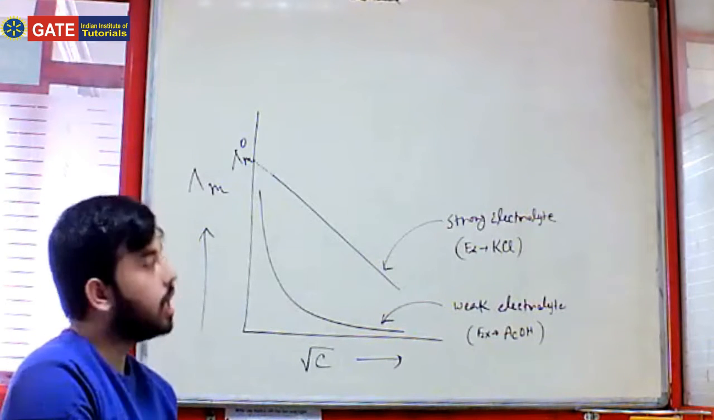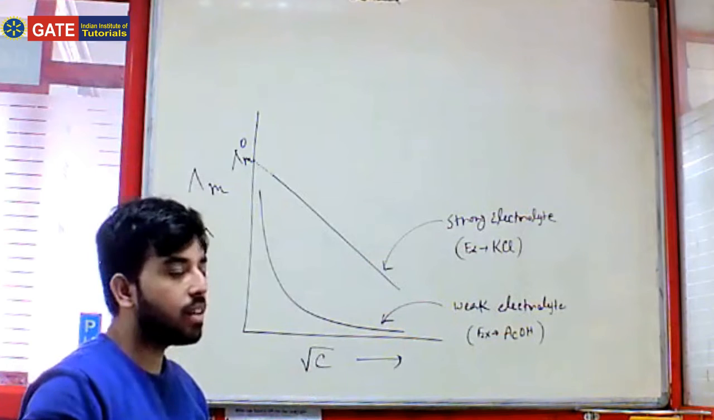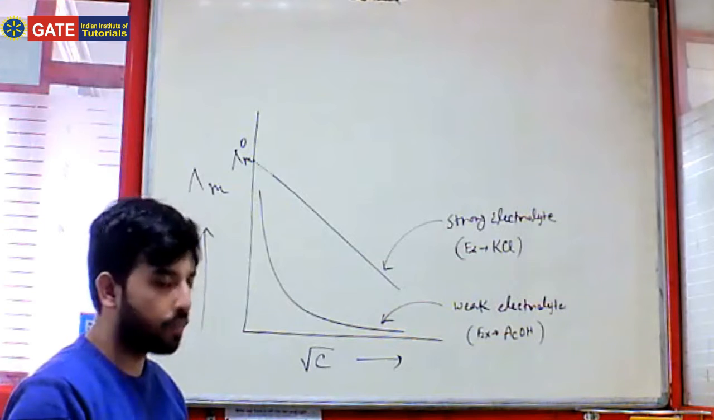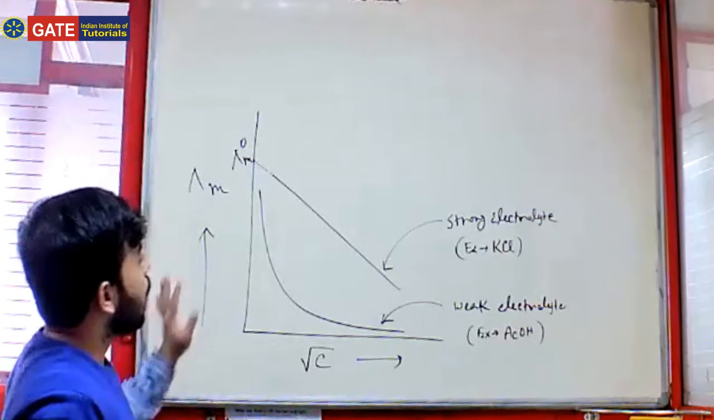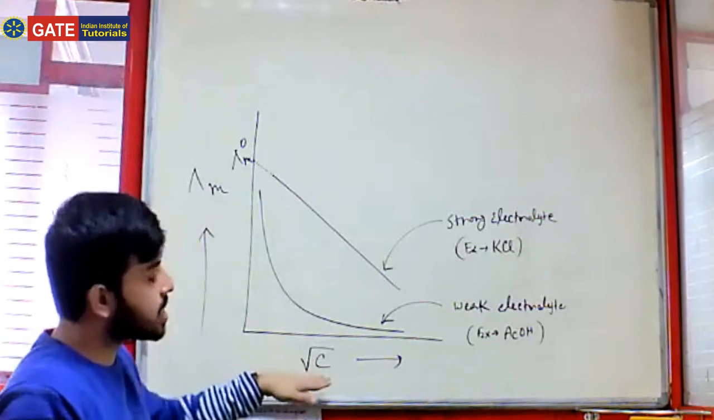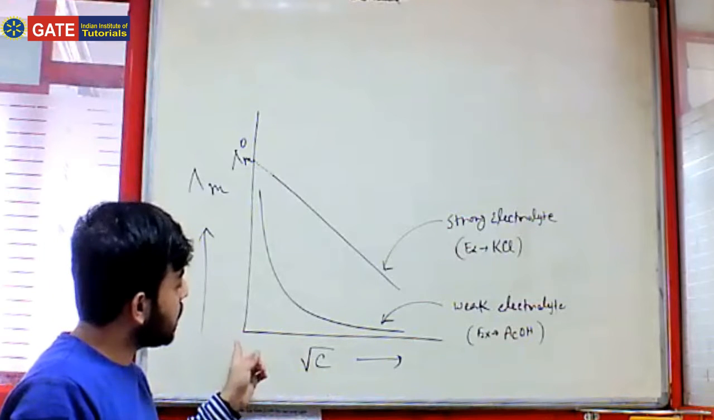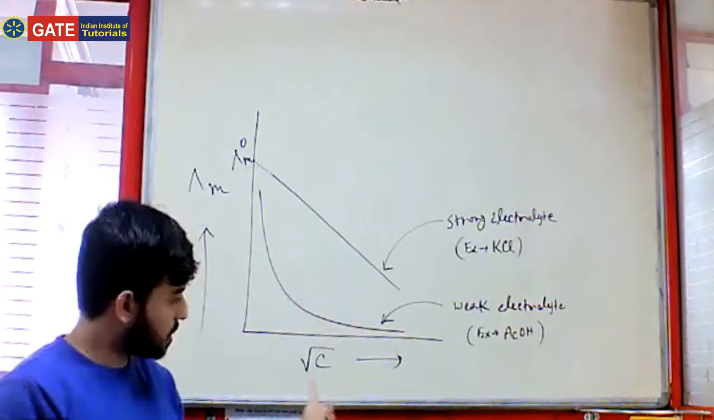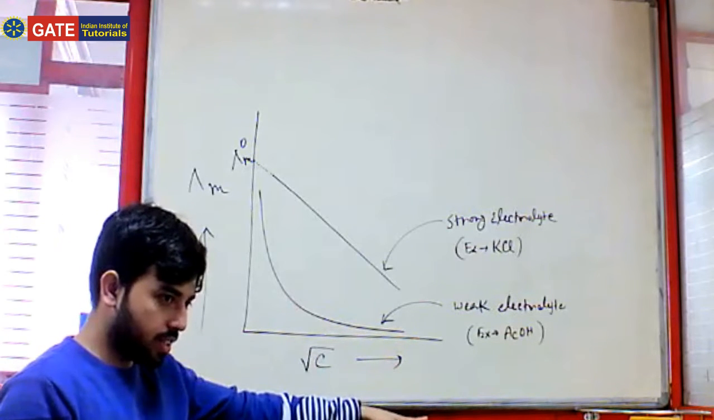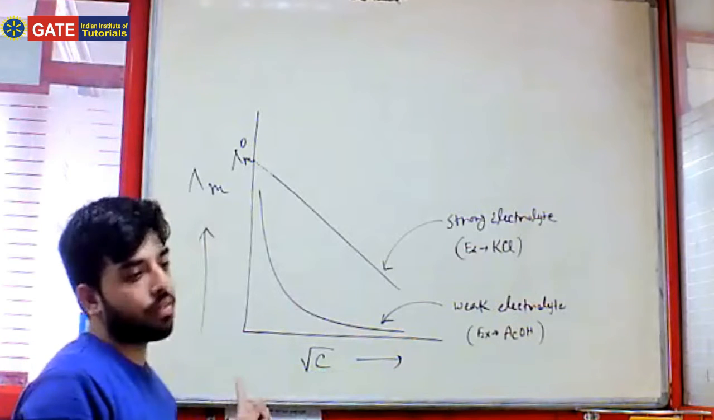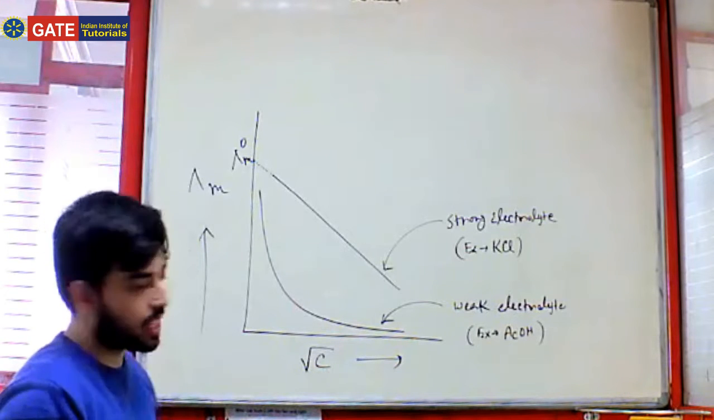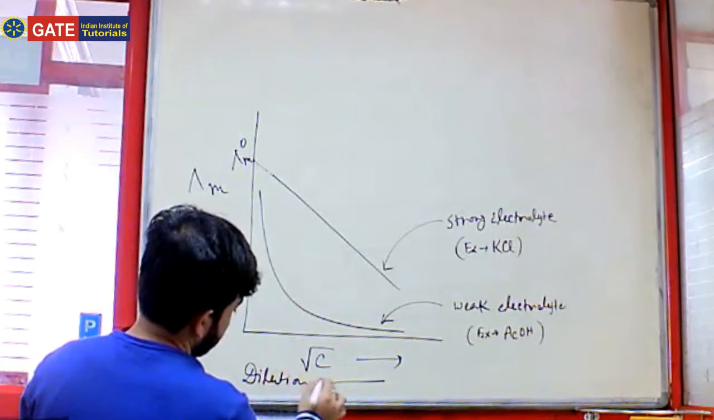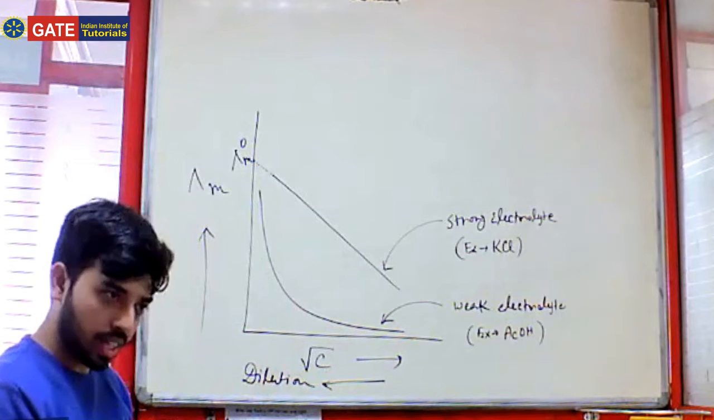In the book, they have written it, but not in a very nice way. It's not very easy to understand if you read it. So generally, this is molar conductivity. This is the concentration. So what is happening? From left to right, the concentration is increasing. See? From right to left, dilution is increasing. So this side is dilution. Clear?